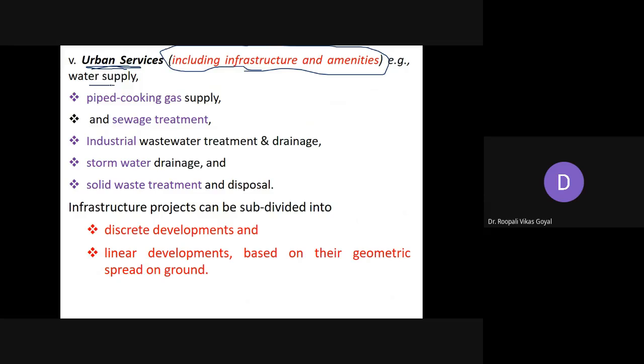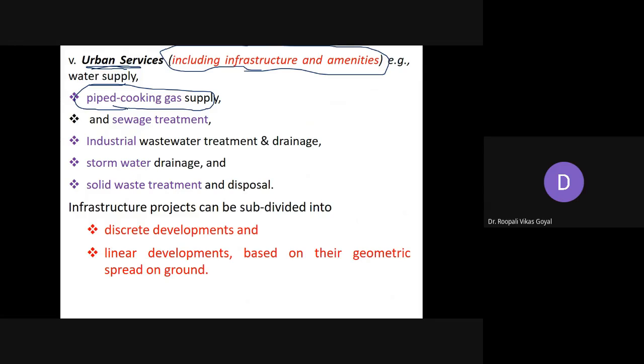So the water supply pipeline, which brings water to your house, if some crack is there, then you can understand the whole water supply will be disturbed. Okay, then piped cooking gas supply. So this is also very important because it is dealing with gas.